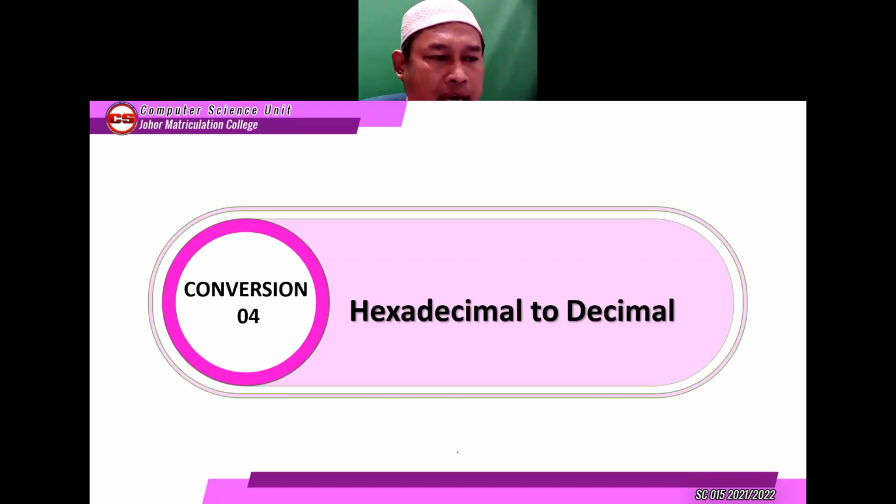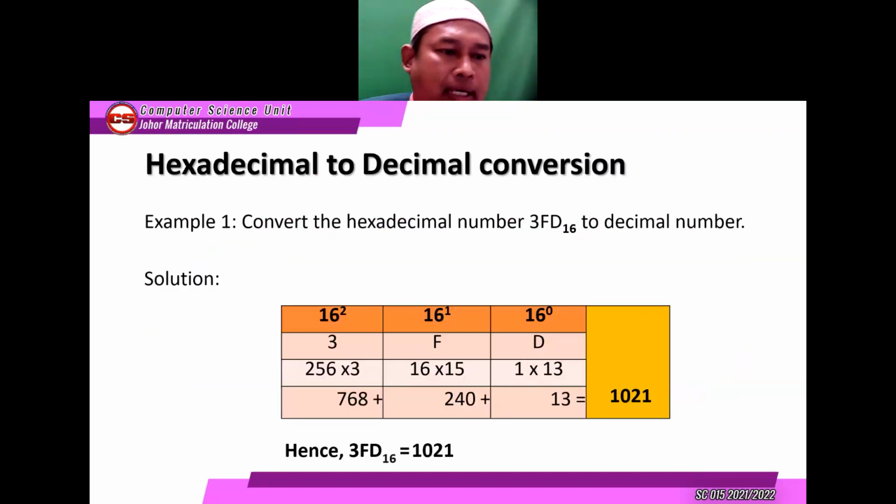Okay, next. Now we will convert hexadecimal numbers to decimal. To convert hexadecimal numbers to decimal, you must use the powers of 16 for each digit. Now 3FD is the hexadecimal number. Now convert to decimal numbers. D is 16 power of 0, F is 16 power of 1, and 3 is 16 power of 2.